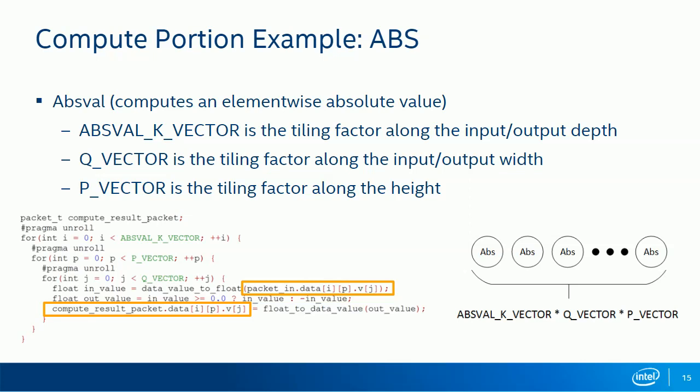In the code, we make use of kernel-specific K vector, the global Q vector, and P vector to process the data at once using unrolled loops. We retrieve the data from the packetIn variable, perform the absolute value, and set the results to compute result packet. Notice we're required to use the ABS val K vector, Q vector, and P vector configurations in order to simultaneously do K vector times Q vector times P vector number of absolute value operations at the same time.